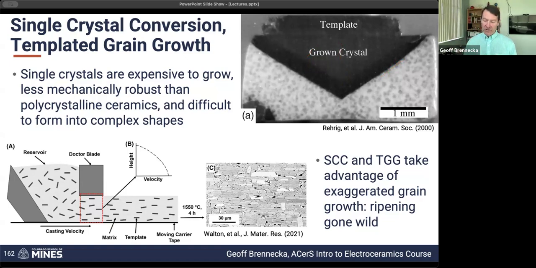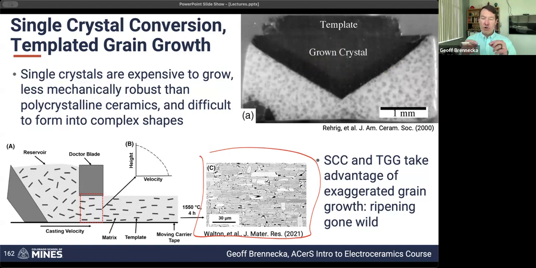A lot of the challenges remain in this templated grain growth approach. So from a geometric perspective, the biggest challenge is, how do you use shear to align the platelets? Or maybe you can use a magnetic field, or you can use some other way to get the texture of the platelets in the first place.